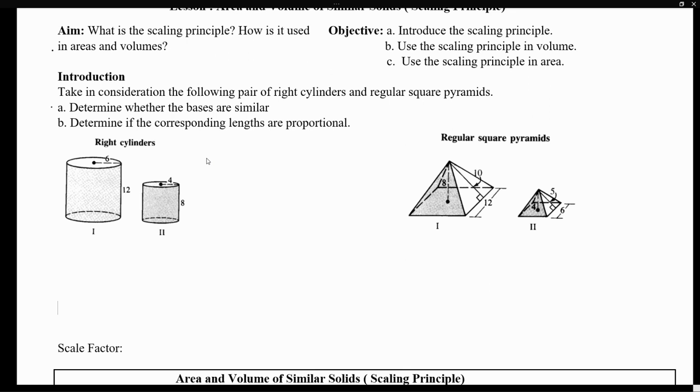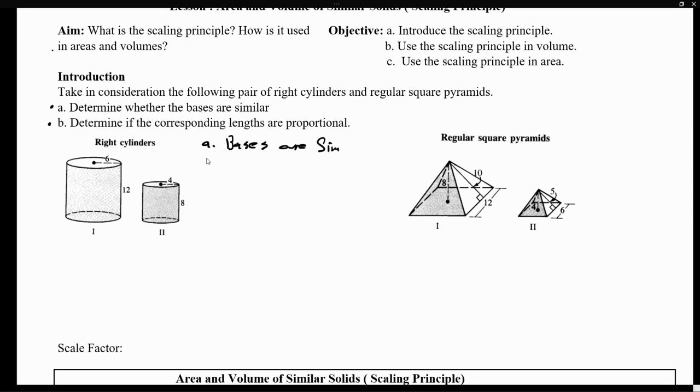The first thing we want to do is determine whether the bases are similar, and then determine if the corresponding legs are proportional. Let's take a look at just this right cylinder first. First, we want to determine whether the bases are similar. In a right cylinder, or in any cylinder, the bases are always going to be a circle. The base of the first figure is a circle. The base of the second figure is a circle. And all circles are always similar. So therefore, yes, the bases are similar.